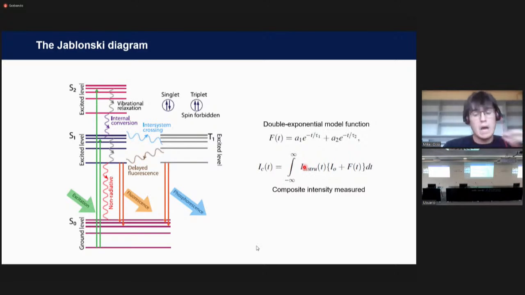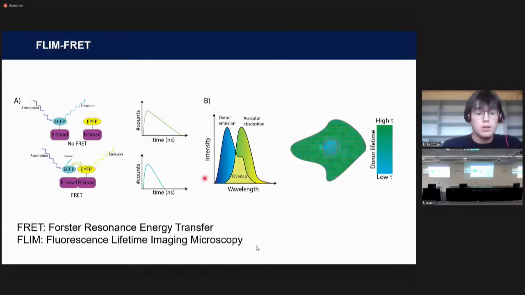So once we know how fluorescence works at a molecular level and how we can obtain lifetimes from the intensity decay of a fluorophore, we can study what is FRET. FRET, that stands for Förster resonance energy transfer, is the distance-dependent non-radiative transfer of energy from one molecule, the donor, to another molecule, the acceptor. So let's see this with our system. We have one SMAD fused to a CFP, the donor, and another one fused to a YFP, the acceptor.